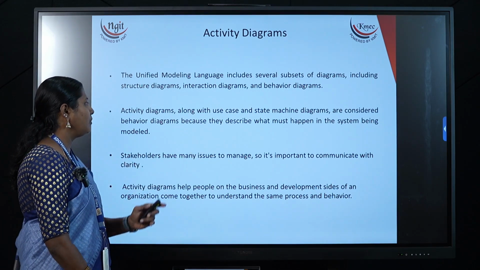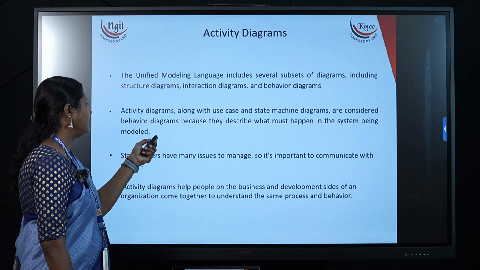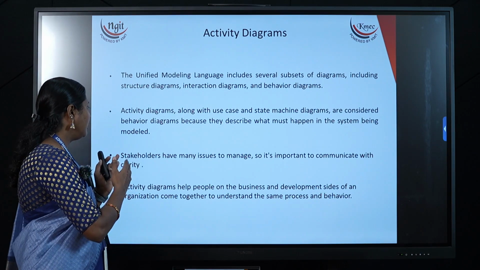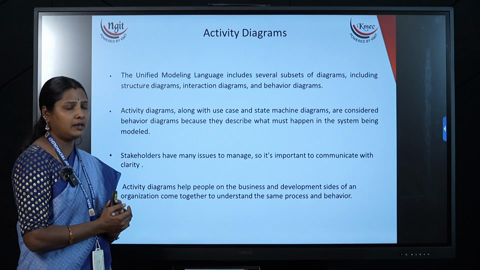This activity diagram, along with the use case and state machine diagrams, are considered behavior diagrams because they describe what must happen in the system being modeled. So exactly, they say what the behavior of that model or process is.